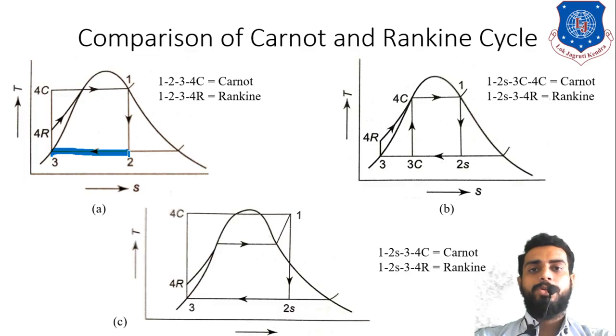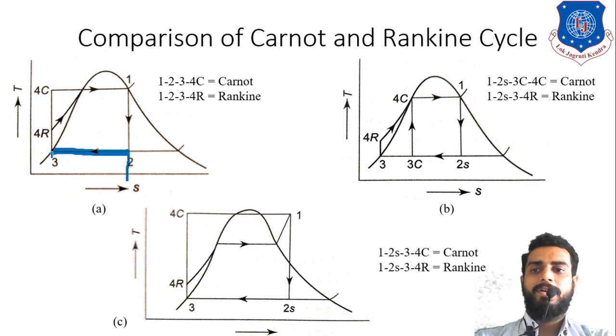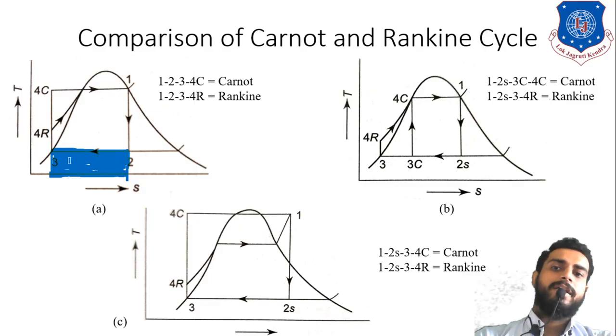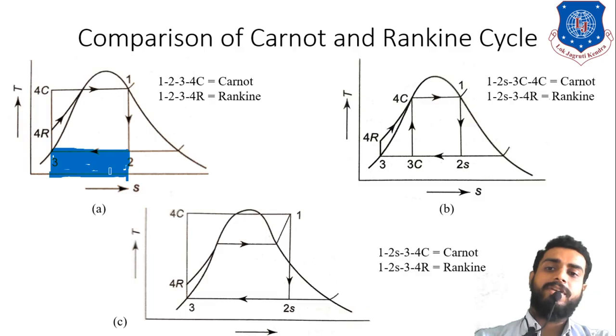I have already told you that if you are following a TS diagram, then for any curve drawn on the TS diagram, the area under that curve, that means this much area, will represent what? The heat rejection during the process 2 to 3, right? The blue highlighted color is nothing but the heat rejection during the process 2 to 3. So for Rankine as well as for Carnot, the heat rejection is the same.